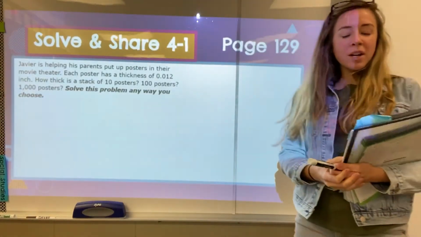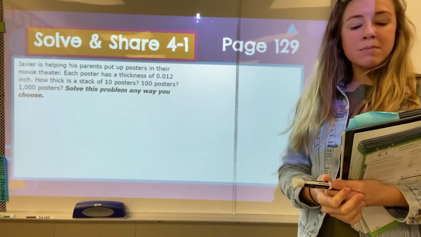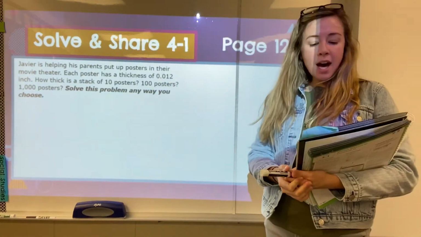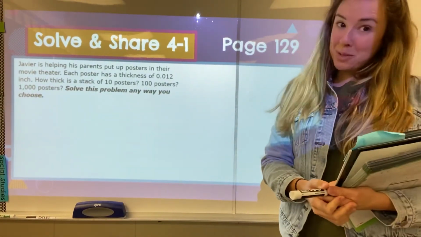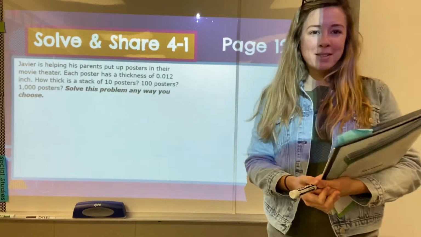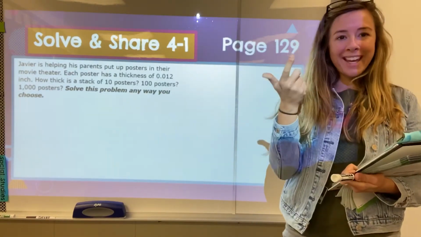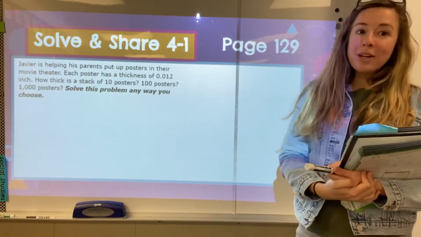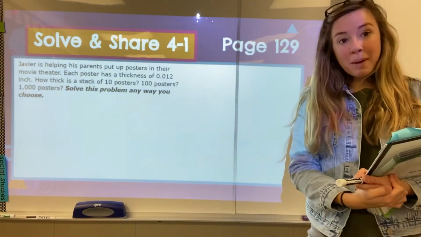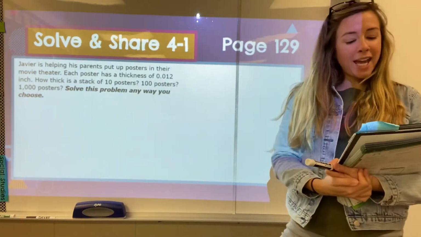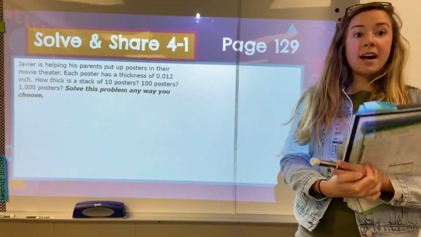Students, today we are on lesson 4.1, multiply decimals by powers of 10. Our learning goal today is: I can multiply decimals by powers of 10. We are on page 129, so you need your workbook and a pencil. Okay, we are going to read through our solve and share, and then I'll have you pause the video, and try the problem, and then we will work through it together.